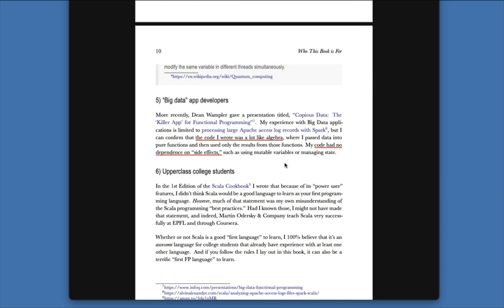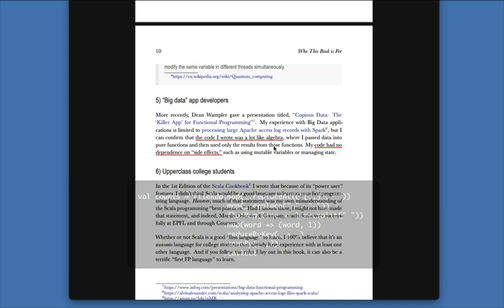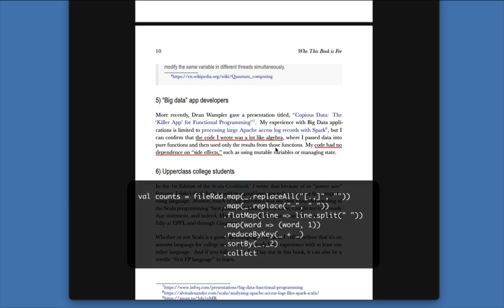Big data application developers is another group that I think this book and this video course might be helpful for. And when I'm talking about this, I'm thinking of Apache Spark in my mind because I did some work back in the day processing Apache access log records with Spark. And the code I wrote then was really a lot like algebra because when you're working with Spark, you're working with huge data sets. You're running some kind of equations or expressions on those, and you're doing this work as a series of steps, really. So you're saying, do this, do this, do that. And then at the end, you end up with some type of result.